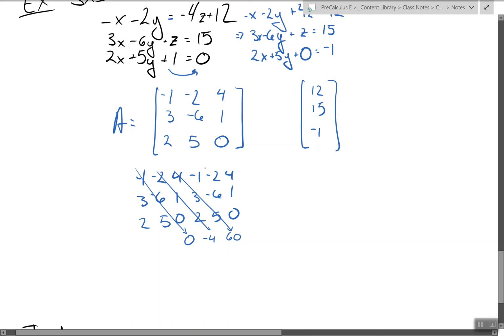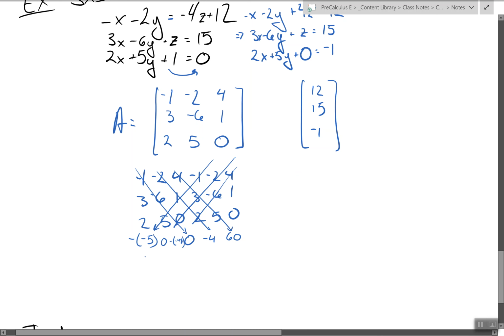And then I'm going to go the other direction, and they're going to be negatives. So 5 times 5 times negative 1 is negative 5. And then this one is going to be 0. And then we're going to have negative, getting a little tight in there, sorry, 4 times 6, which is negative 24, times 2 is negative 48.